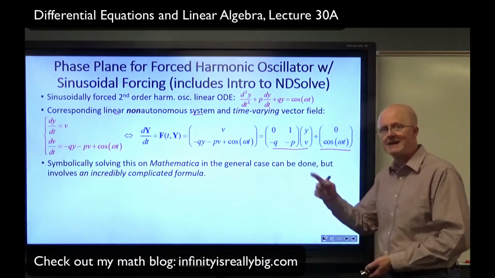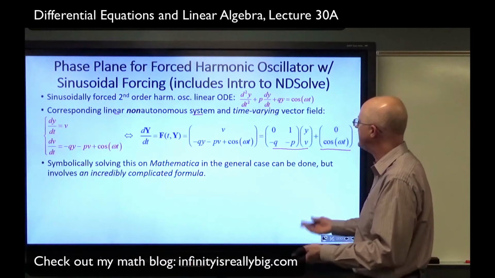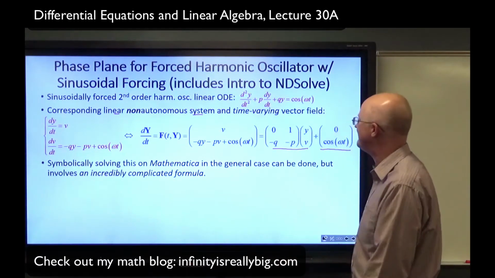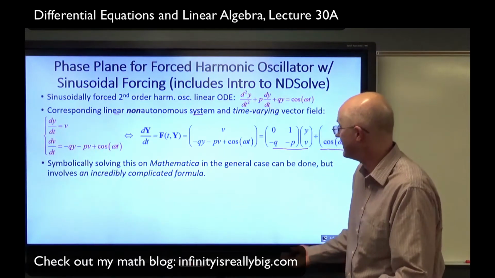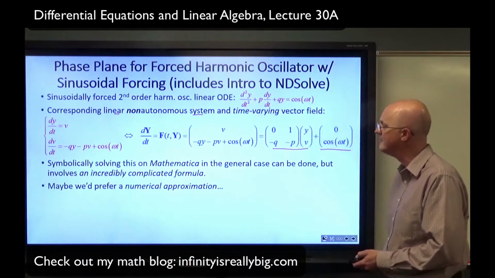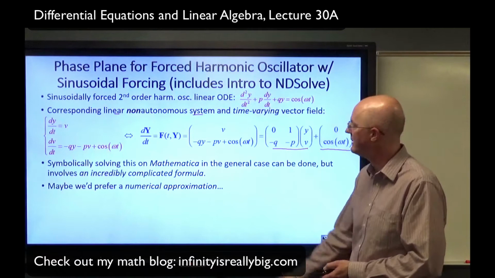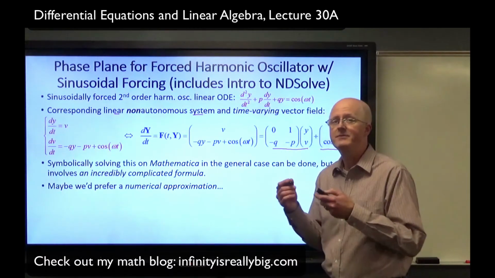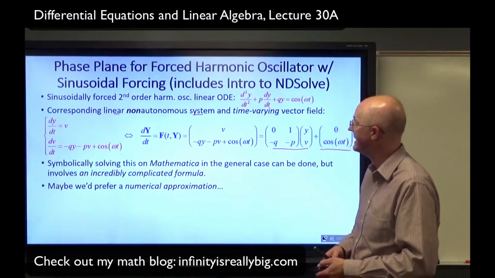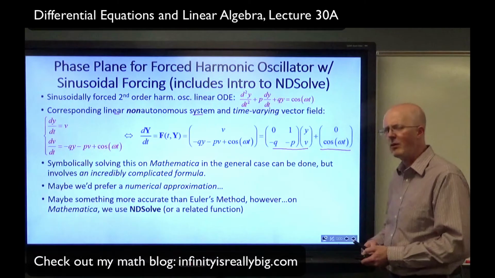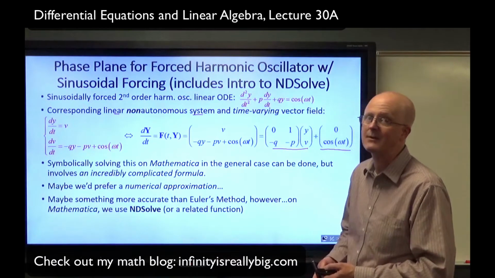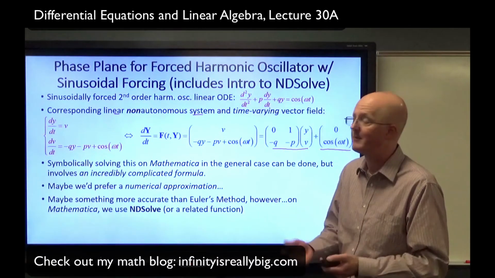Symbolically solving this in Mathematica, as I'm about to show you, in the general case where p, q, and omega are arbitrary, can be done by Mathematica, but involves an incredibly complicated formula. You would not want to solve it by hand for the general case. Maybe, in spite of the fact that we can get a solution, we'd prefer a numerical approximation, and that will definitely be the case in our Chapter 5 nonlinear systems. We definitely need numerical approximations. Maybe something more accurate than Euler's method would be good, because we did see in the past, Euler's method is certainly not the most accurate method that there is. It's the simplest, but not the most accurate.